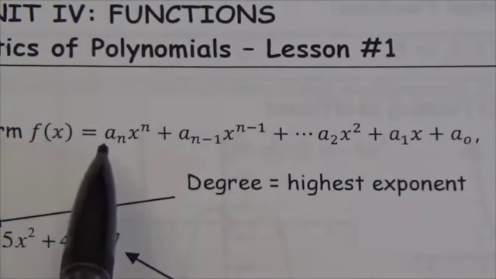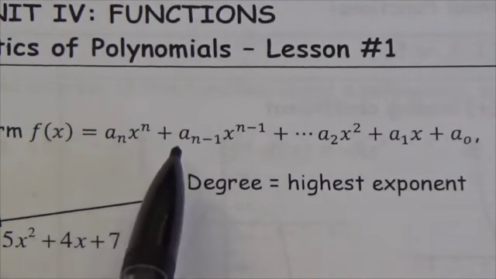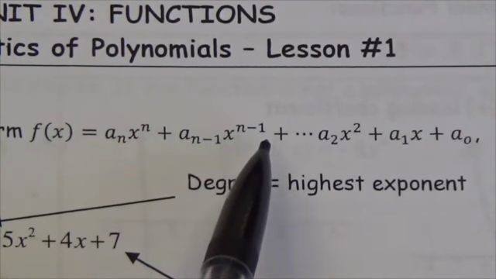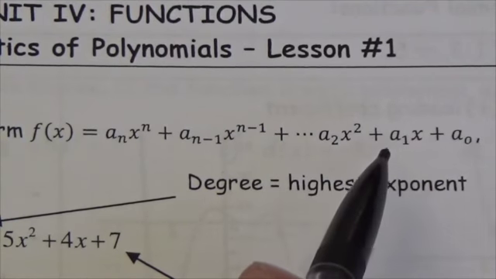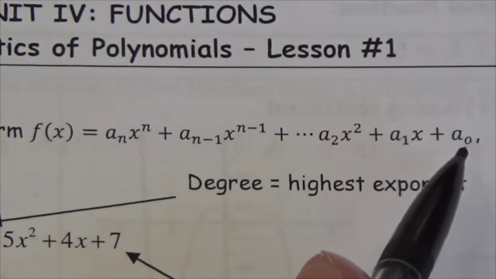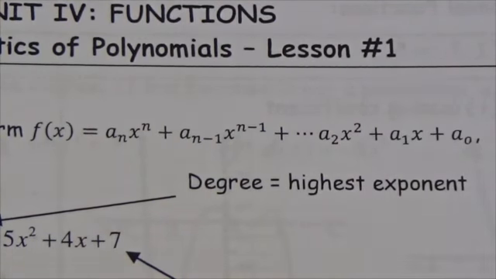Okay, where f of x is going to equal a sub n times x to the n plus a sub n minus 1, x to the n minus 1, and so on, all the way down to a sub 1 times x plus a sub 0. Now, I know that might look like an overcomplication of what this is, but actually it's not.